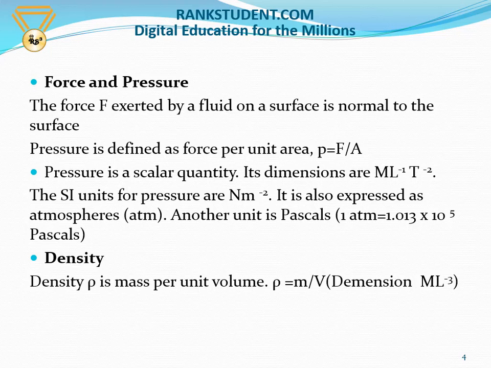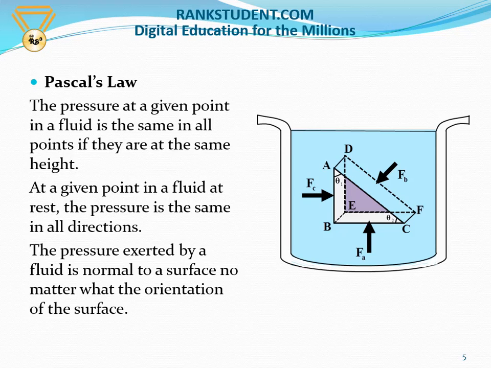Density rho is mass per unit volume. Rho equals M over V. It has the dimensions of M L^-3.